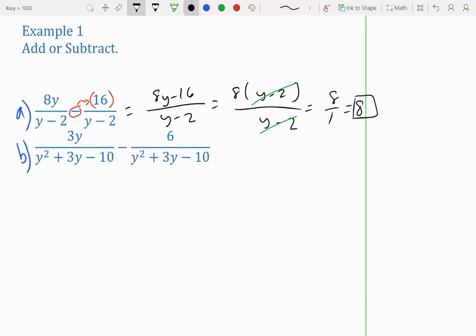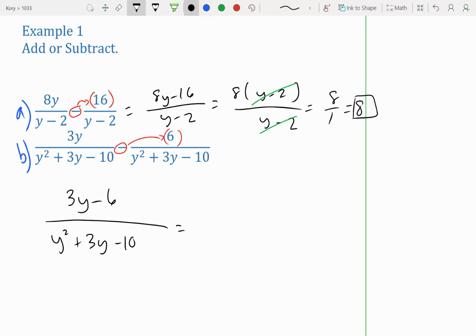Alright, part B. So as you notice, they have the same denominator, so we're good to go ahead and add them or subtract them. So remember that this negative goes to the whole thing that's over here. So we have 3y minus 6 over y squared plus 3y minus 10. Now you're always going to want to try and take it one step further. Look for a GCF. Let's see if you can factor a trinomial. So we could do both. There's a GCF on the top, and that's a factorable trinomial.